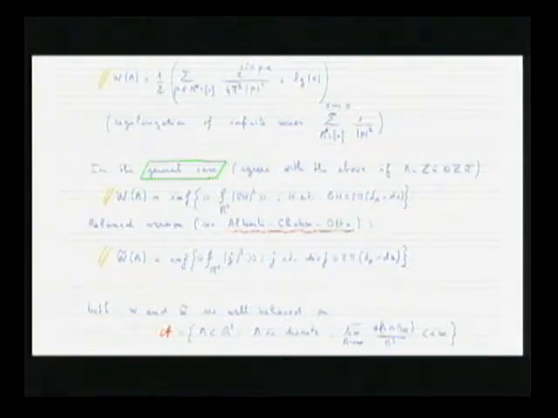But in the general case, where you assume lambda to be just a discrete subset of R2, then you don't have a canonical solution, and you just define W of lambda to be the infimum of all these quantities over every solution of the equation.